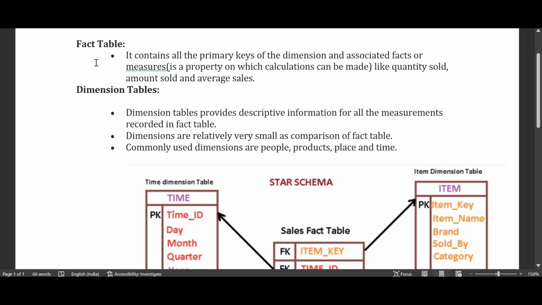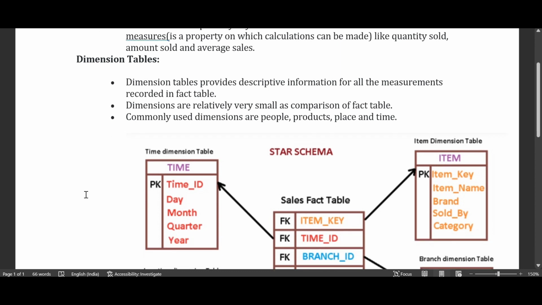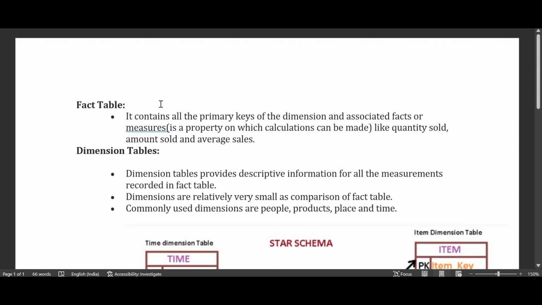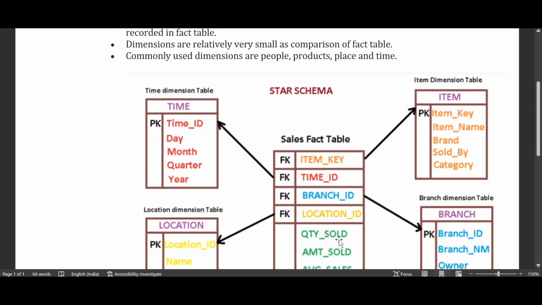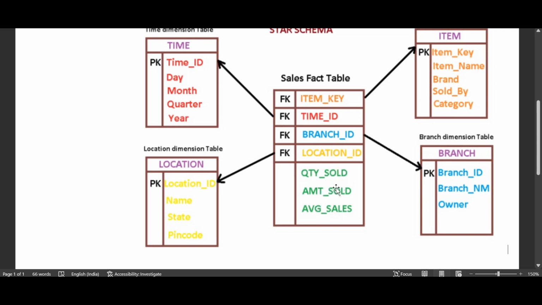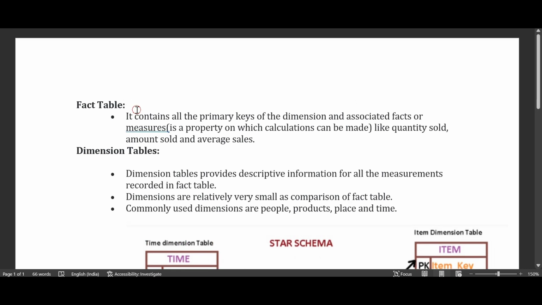But we also have one more kind of fact table, called a factless fact table. The difference between a fact table and a factless fact table is that a factless fact table is also like a fact table, but we do not store any amount-related information. We just store date-related information, like when that product got sold, just to understand how frequently that product is getting sold. We do not store quantity, amount, or average sale in a factless fact table, but in a fact table we store the quantity, amount, and average-related details.